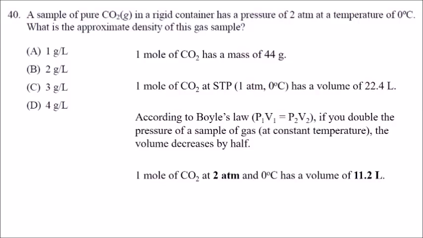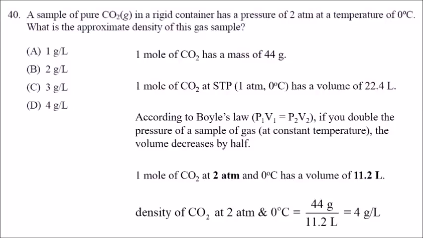All right, 44 grams, that's the mass of 1 mole. 11.2, that's the volume of 1 mole. The density under these conditions would be 44 divided by 11, which is 4 grams per liter. Correct answer is D.